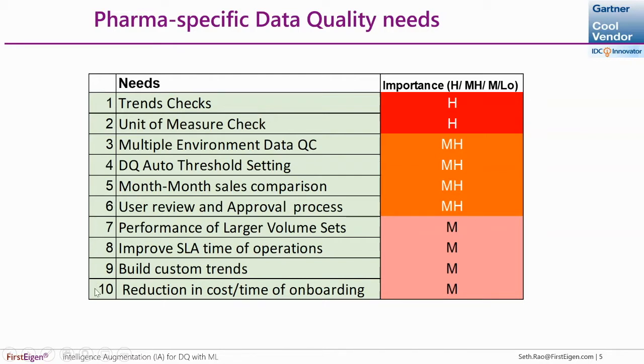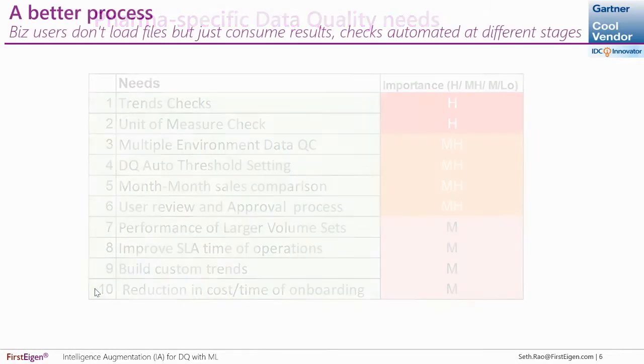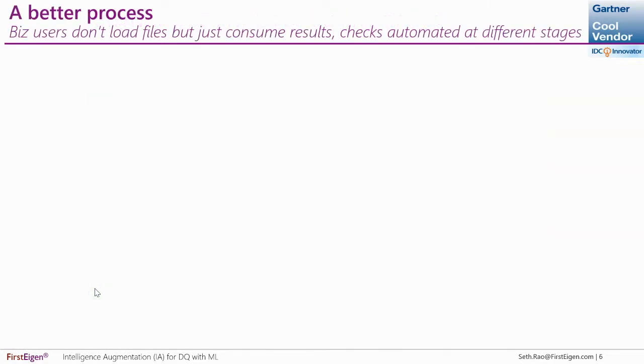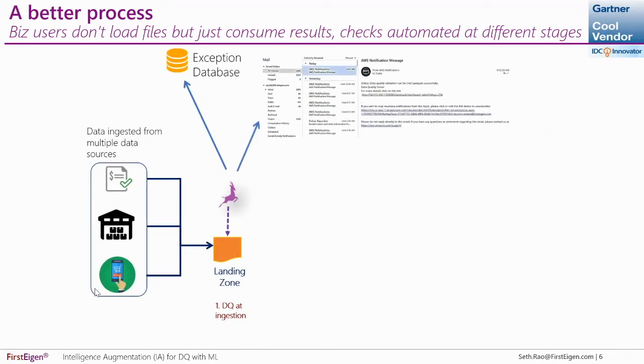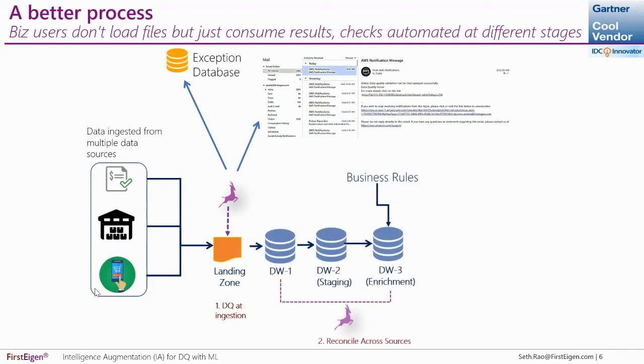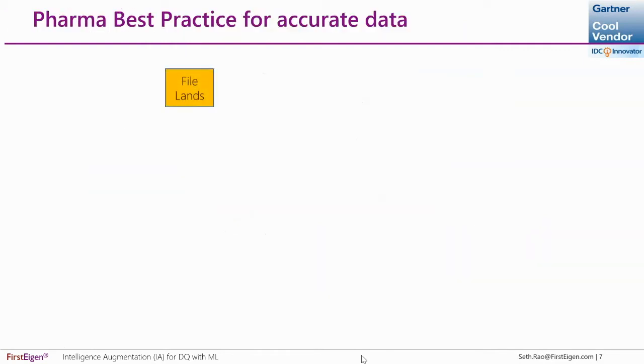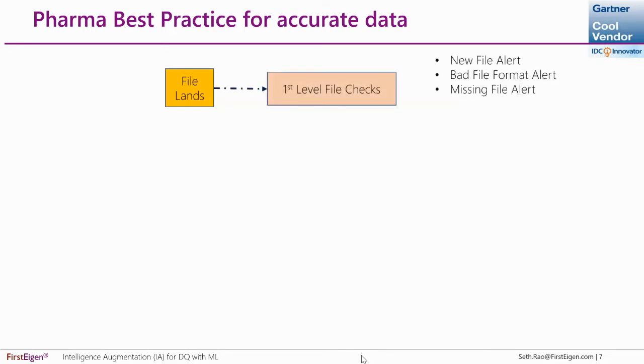DataBuck caters to all the top 10 data quality needs with a UI designed specifically for pharma companies. With DataBuck, a business user will simply and easily consume validated data. The data is automatically validated in the landing zone as soon as it arrives, with no human intervention and alerts sent. As it moves downstream, it's reconciled automatically to ensure accuracy. The best practices to validate pharmaceutical data are incorporated in DataBuck.